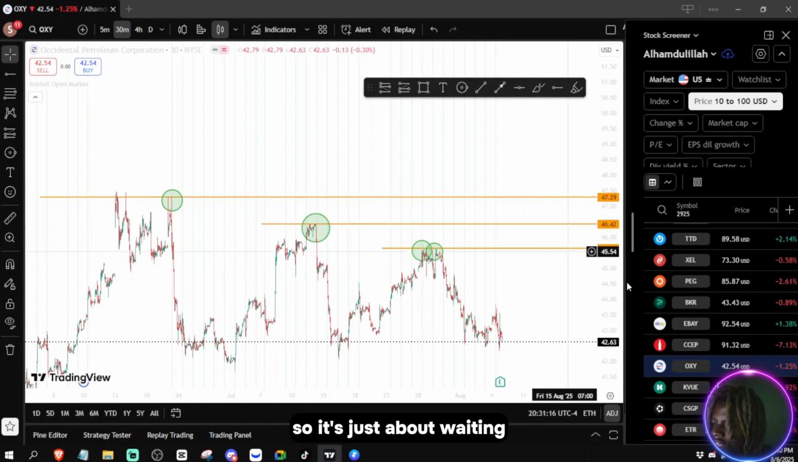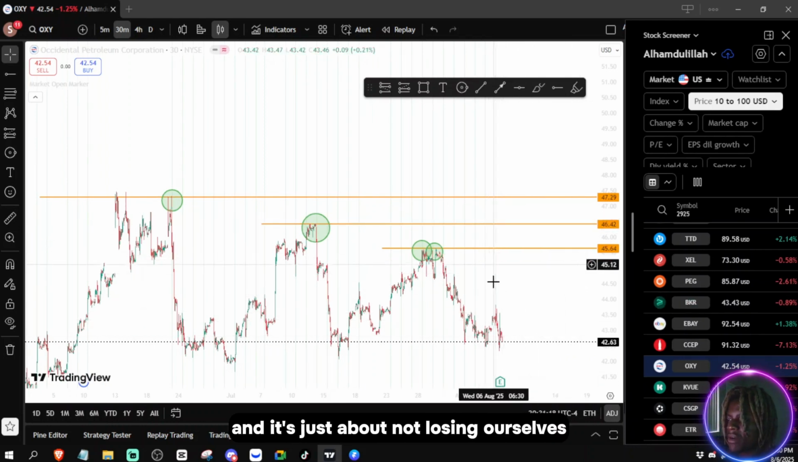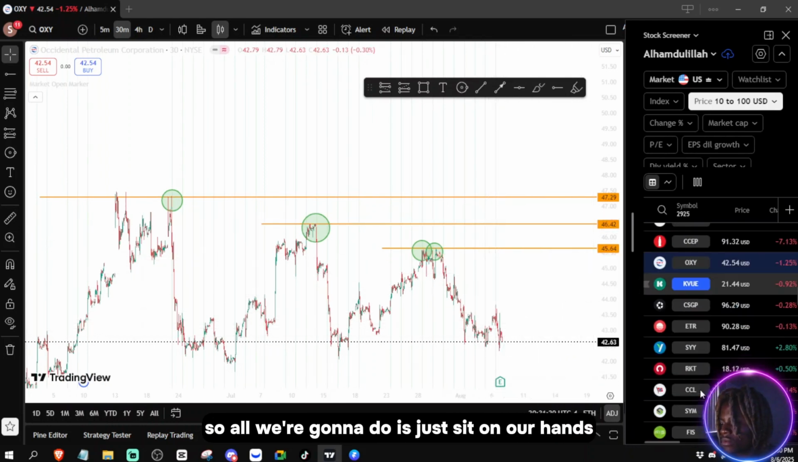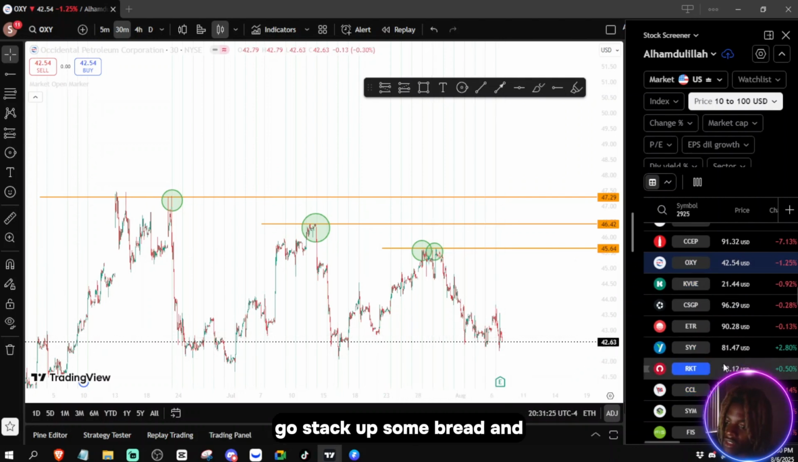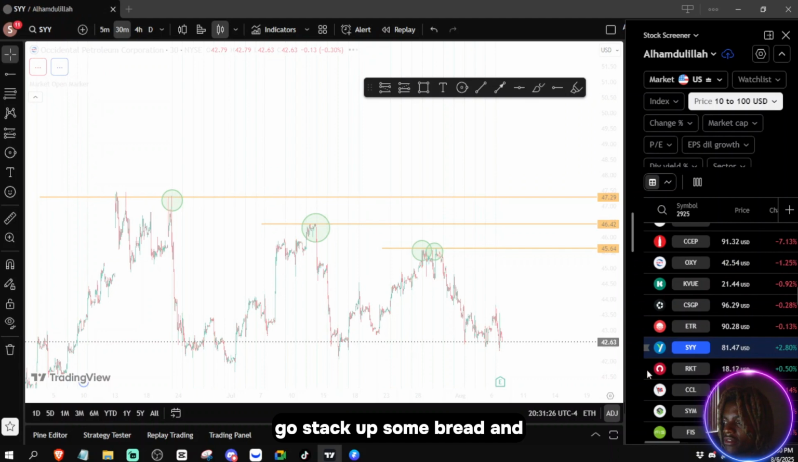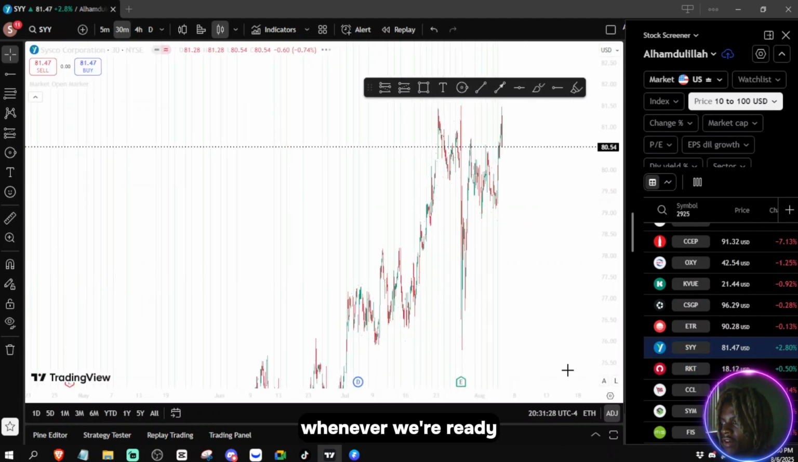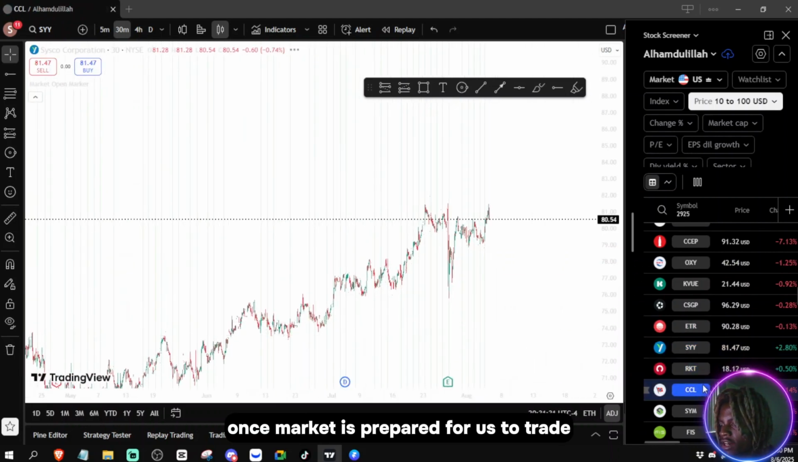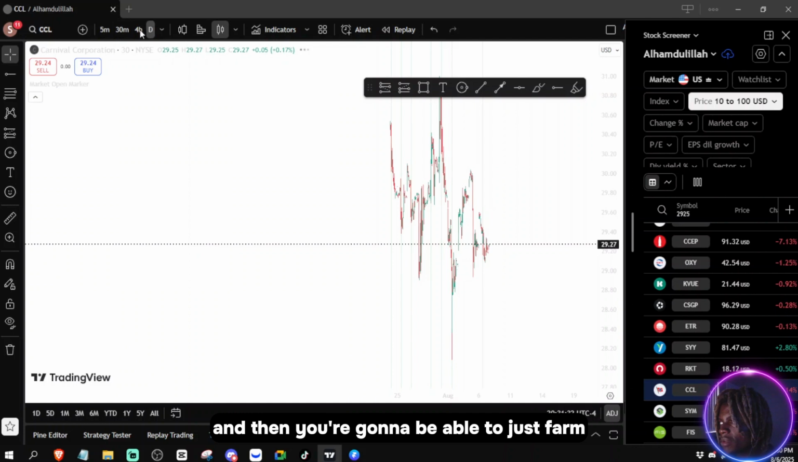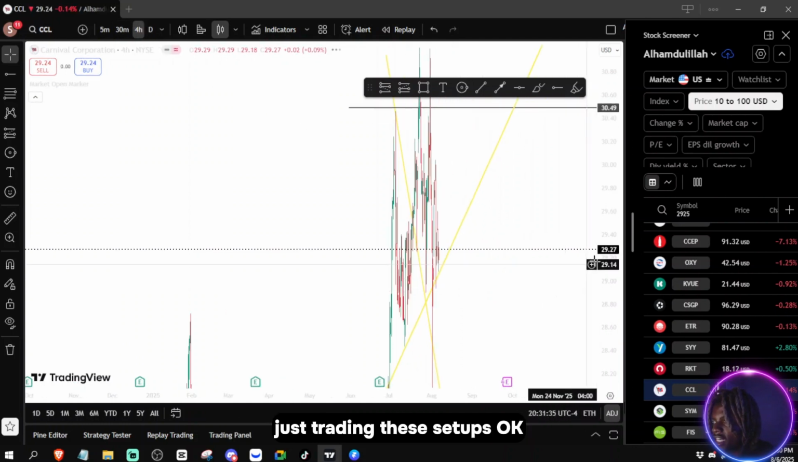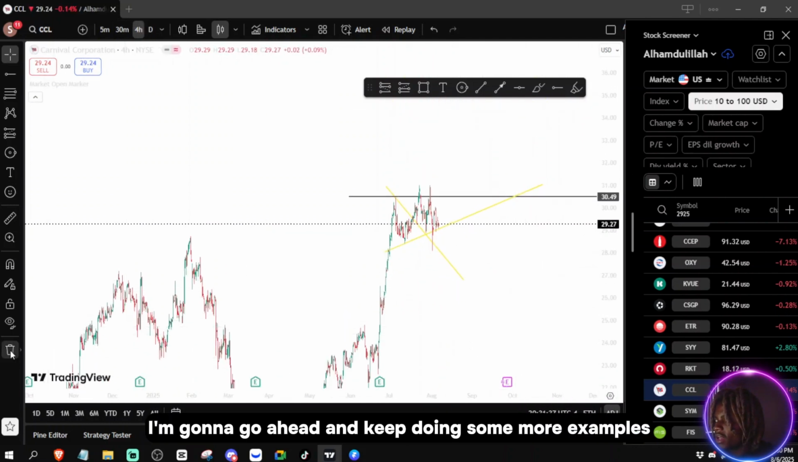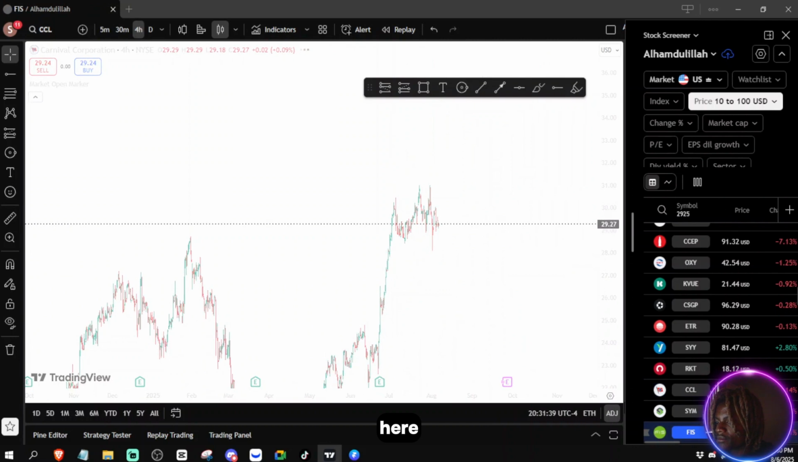So it's just about waiting, it's just about being patient, and it's just about not losing ourselves. All we're going to do is sit on our hands, go grind business, go grind real life, go stack up some bread, and we're going to come back to the market whenever we're ready. Once the market is prepared for us to trade, you're going to be able to just farm these setups. So I'm going to go ahead and keep doing some more examples here.